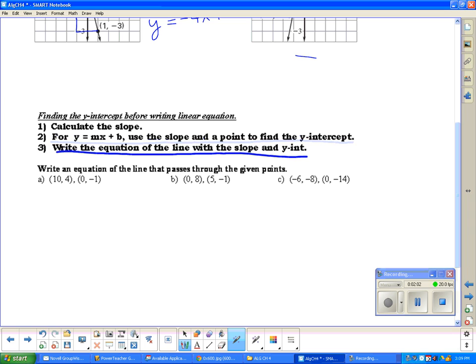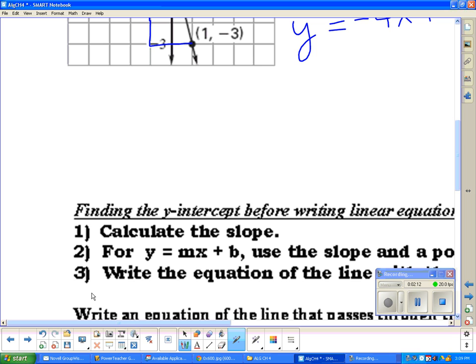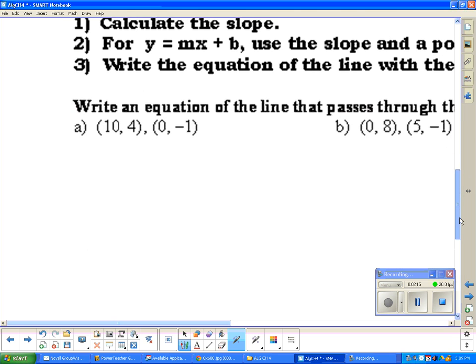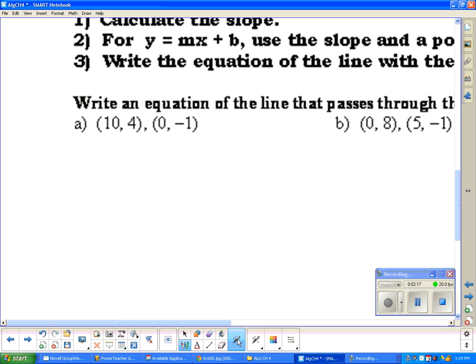So let's take a look at what we have. For part A, it says write an equation of the line that passes through the given points. All right. So for this first one, letter A, I have the points (10, 4) and (0, negative 1). So if I would put this on the graph just very quickly, it would be over somewhere 1, 2, 3, 4, 5, 6, 7, 8, 9, 10, up 1, 2, 3, 4. This would be about (10, 4), and this would be (0, negative 1), right about here. So my line looks something like that.